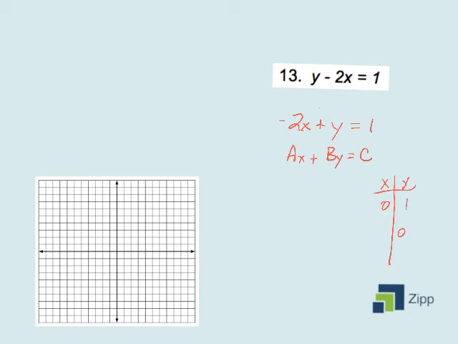When I put a 0 in for y, so a 0 goes in there, this whole thing's going to go away. And I'll have negative 2x equals 1. I'll divide both sides by negative 2. And I'll have x is negative 1/2.